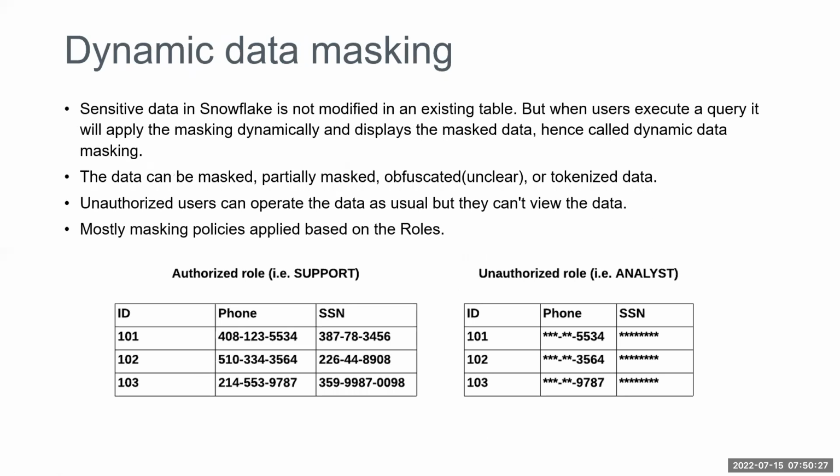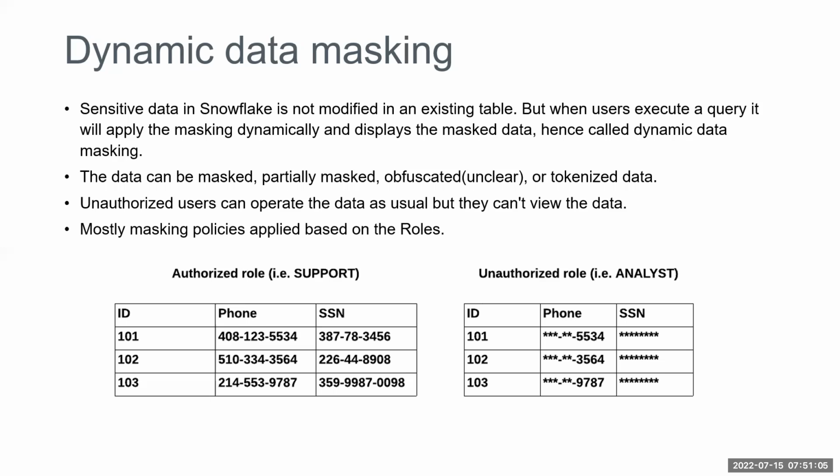So now, what is dynamic data masking? Why do we call it dynamic data masking? Sensitive data in Snowflake is not modified in an existing table. If we are talking about column level security, you should not understand it like you are modifying the data and storing it in the table. It's not like that. Whenever you store some data, it will be stored in the normal format only. But whenever you fetch the data, based on the masking policy we have applied, it will display the masked data, and it will apply the masking policy dynamically.